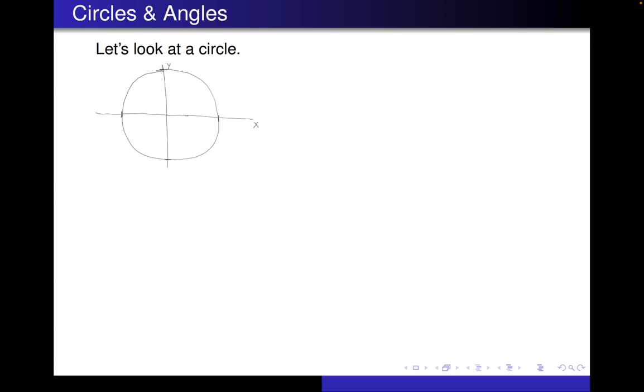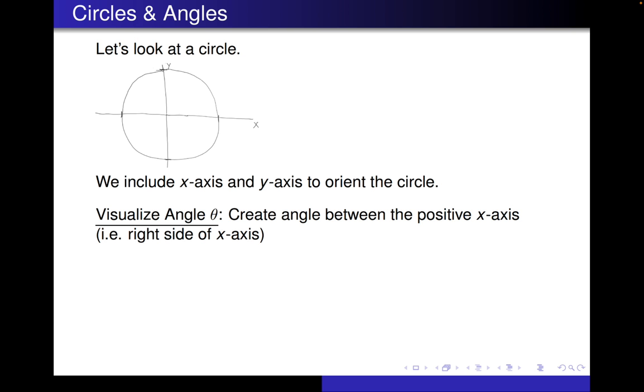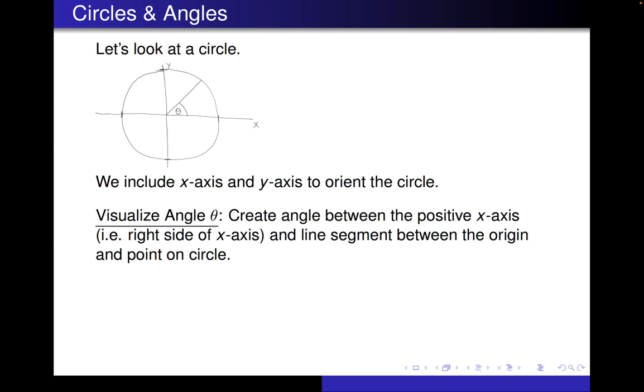So first of all, let's get a good look at a circle. As you can probably notice, we have an x and a y axis to help orient the circle, to help show us where on that circle is the vertical distance and where's the horizontal distance. Now, when we create an angle, in order to visualize it, we're going to start with the positive x-axis, the right side of the x-axis. Then we're going to make the angle by drawing a line segment between the origin and a point on the circle, like so. And notice we have that angle in between.